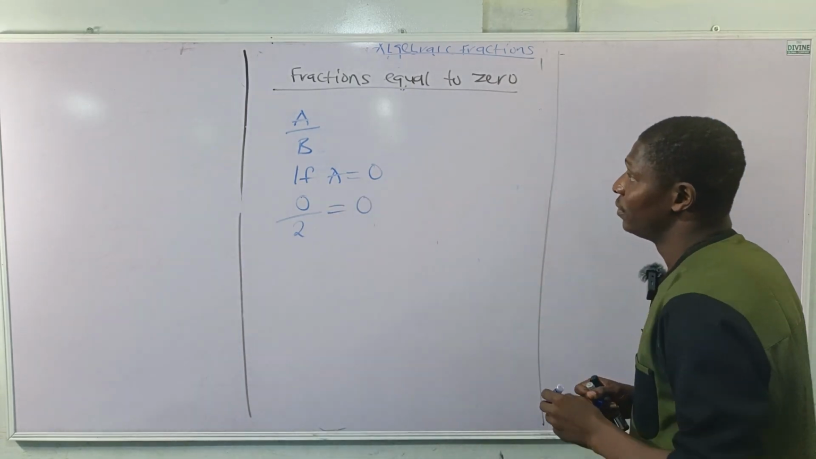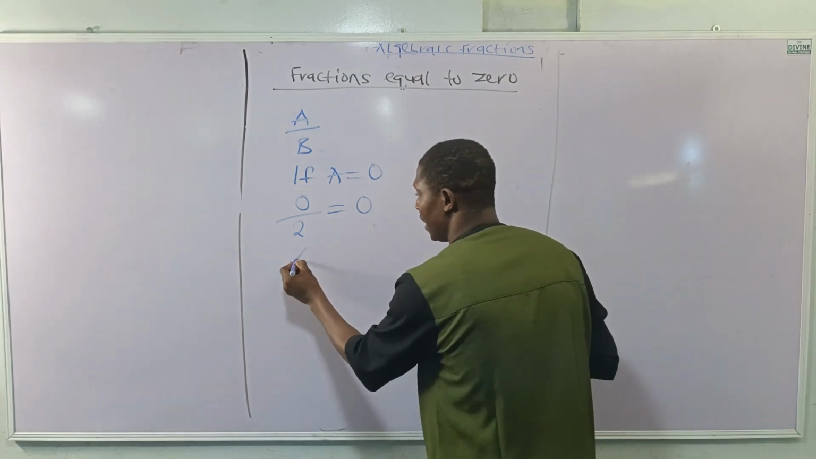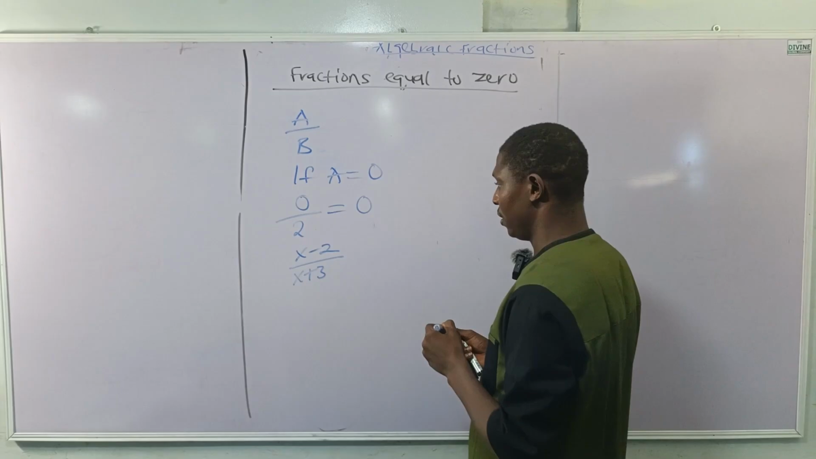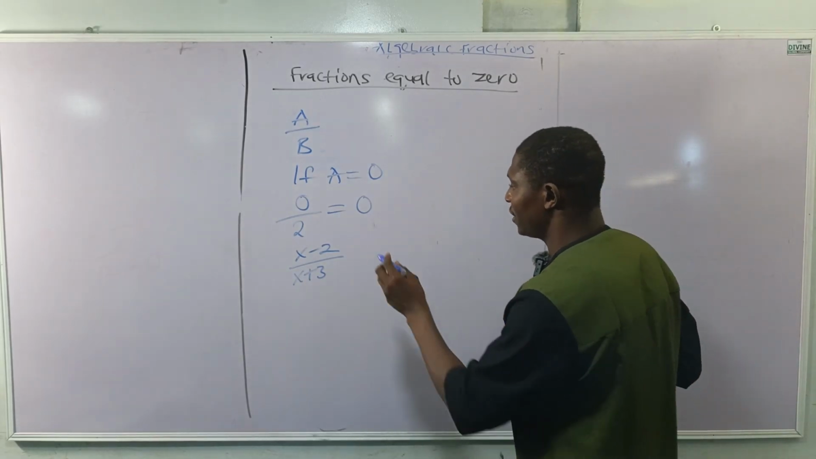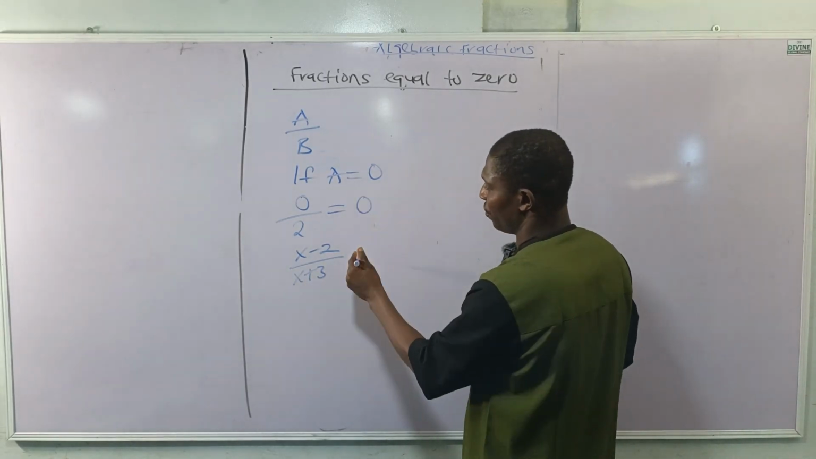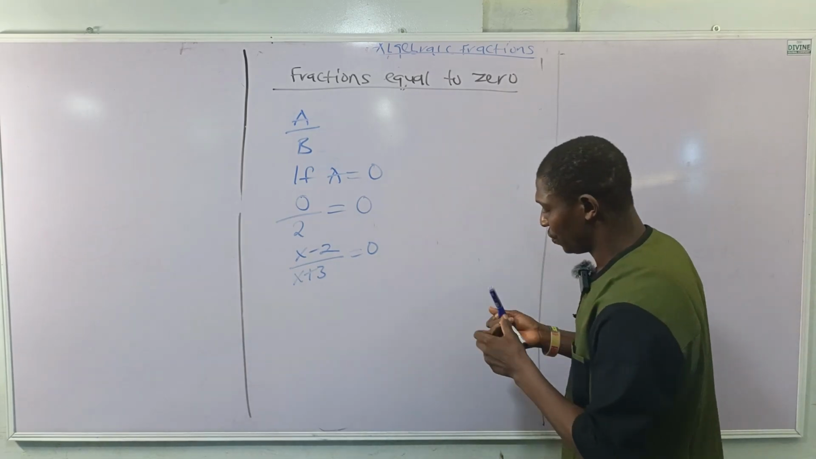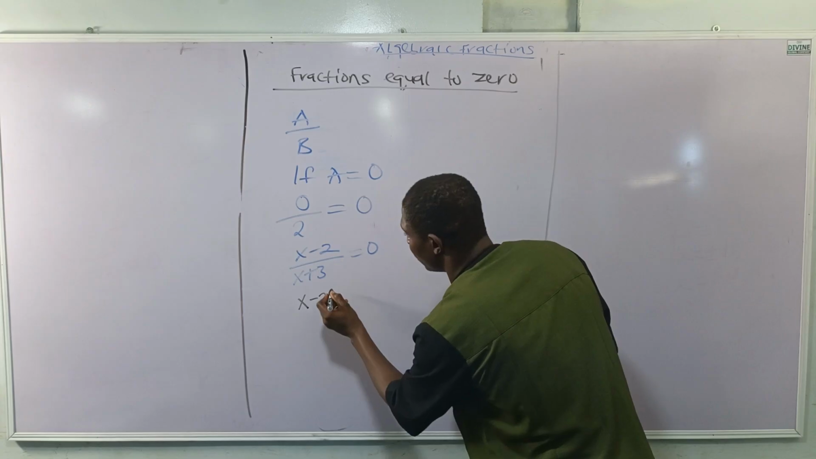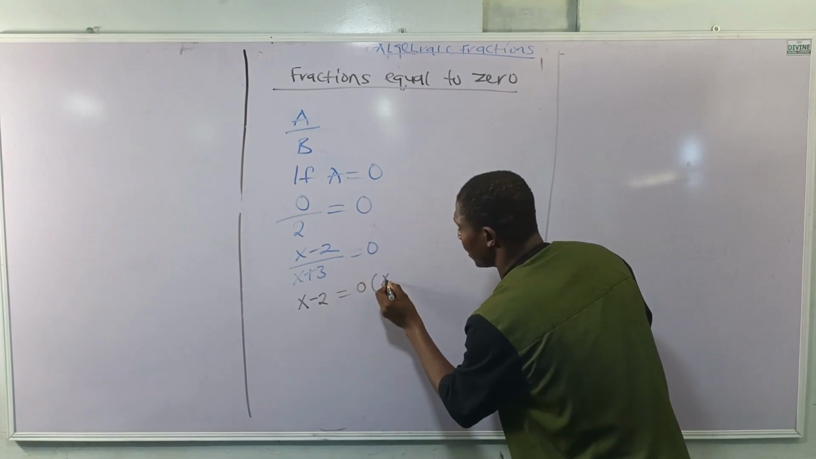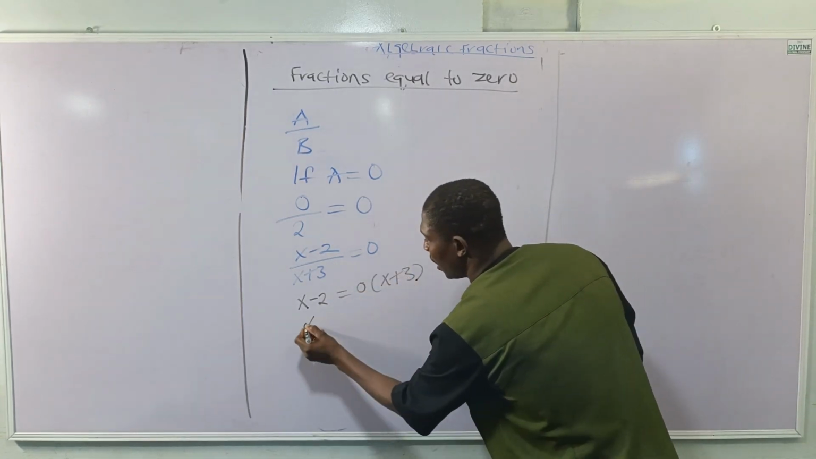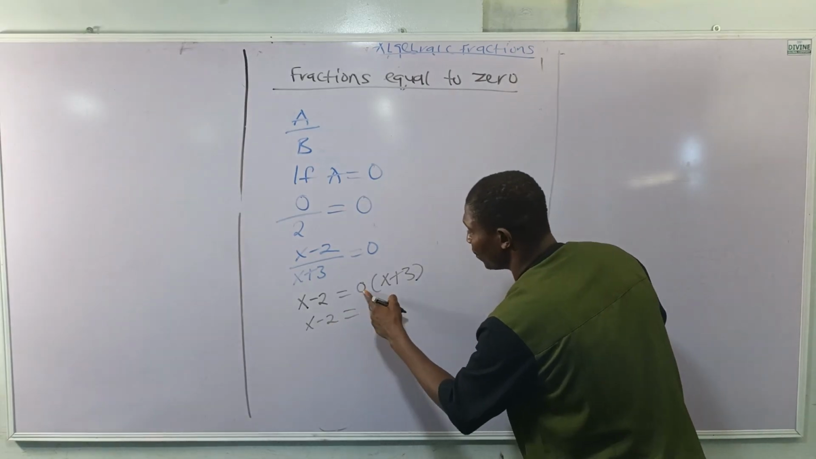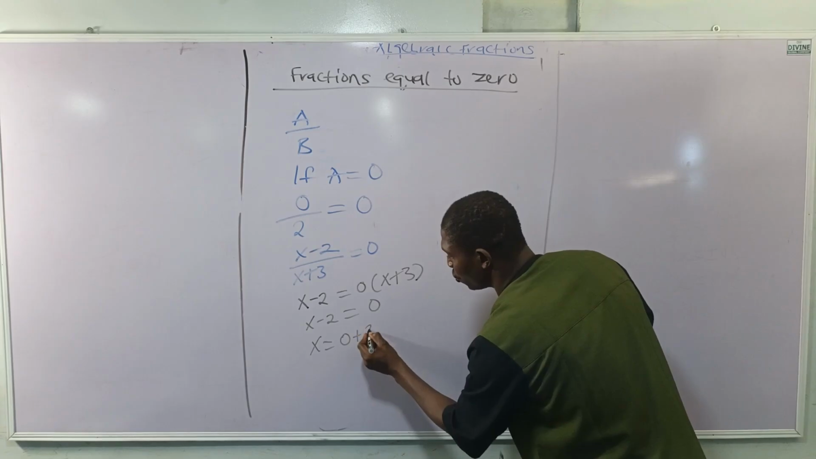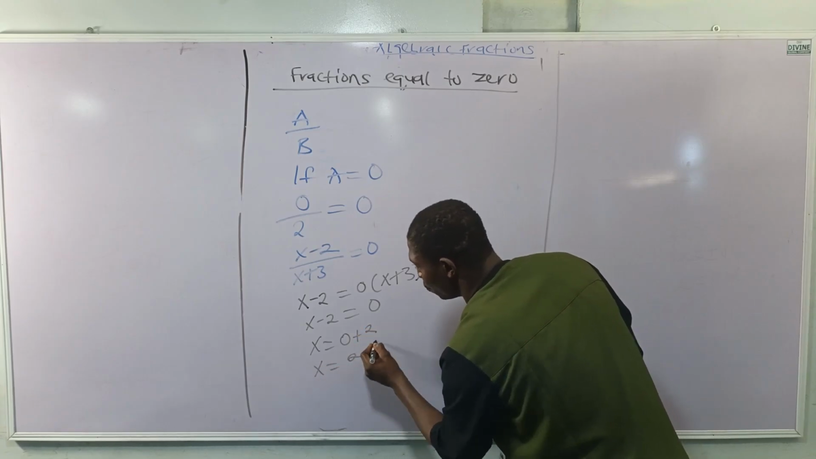0. But if I have, let me say, x minus 2 all over x plus 3, if I check this expression, if I equate it to 0, I'll simply have x minus 2 equals 0 times x plus 3. And I'll have x minus 2 to be equal to 0, because 0 expanding this gives 0. And I have x to be equal to 0 plus 2, and x is equal to 2.